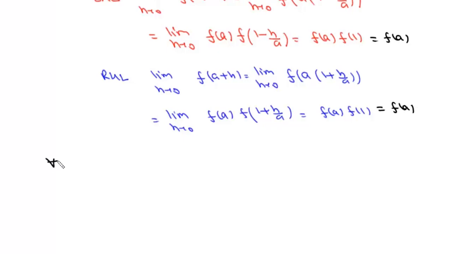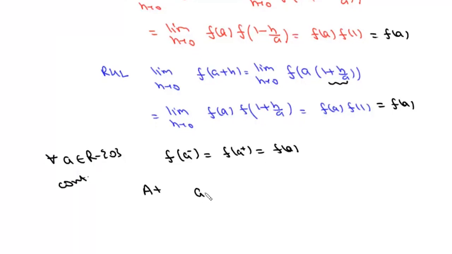So for all the points a which are in R minus 0, f(a) negative is equal to f(a) positive and will be equal to f(a). That means this function is continuous for all such a's. Now what will happen at a equals 0?